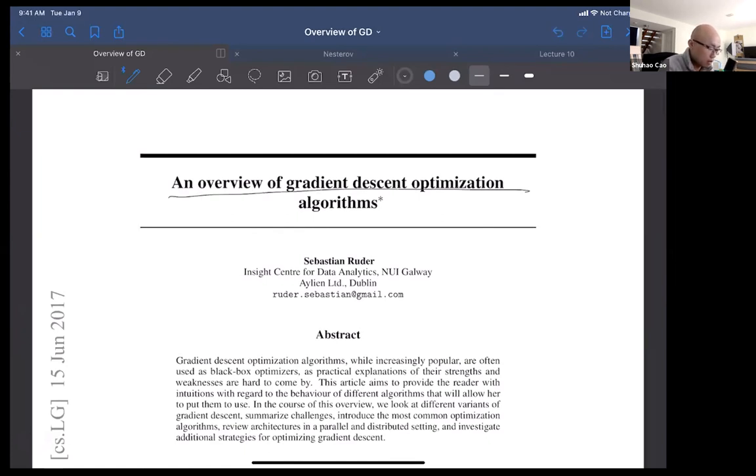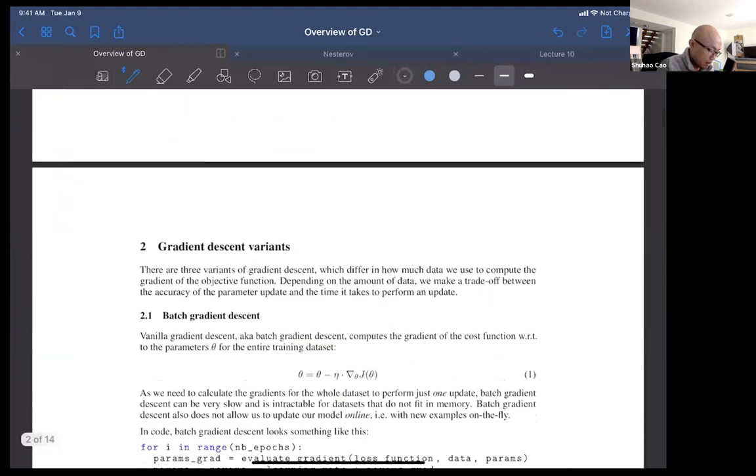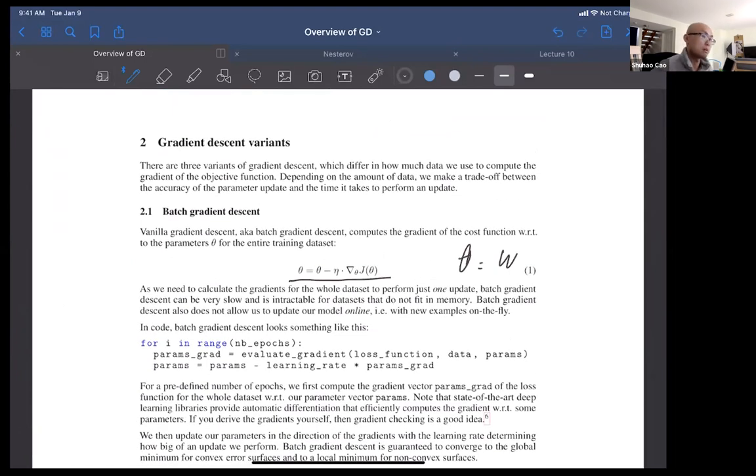It's an overview of gradient descent algorithms, by this Ruder guy. For example, the theta is essentially our W, our parameters, and the eta is basically our alpha, and the mu, we'll see later, is the momentum constant. So we have two commonly used sets of notation: some people like to use W, alpha, and beta, and other people use theta, eta, and mu. But they're the same thing.